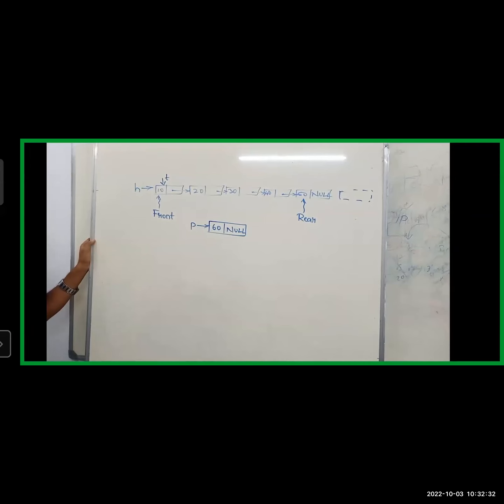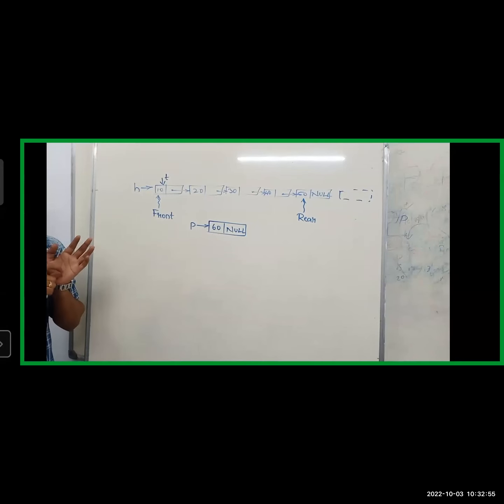Sir, how will we declare that rear? What I'll do is, every time from the beginning, in the very beginning, will there be any node? No. There will not be any nodes in the beginning. So what I do is, the first time when I add one node, I'll point my front pointer at the beginning and I'll keep my rear pointer at the end.